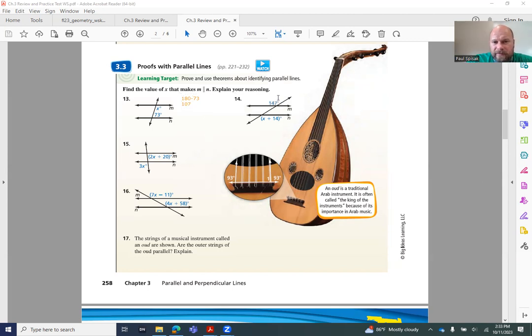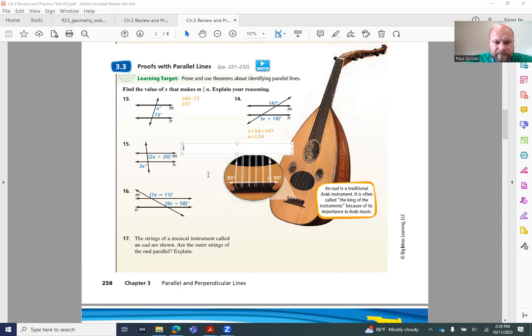On 14, this time they gave us alternate exterior angles. Alternate exterior angles are going to be congruent if we have parallel lines. So now we can set those equal. So we have x plus 14 equals 147. Subtract the 14 from both sides, leaves us with 134. And that's our answer.